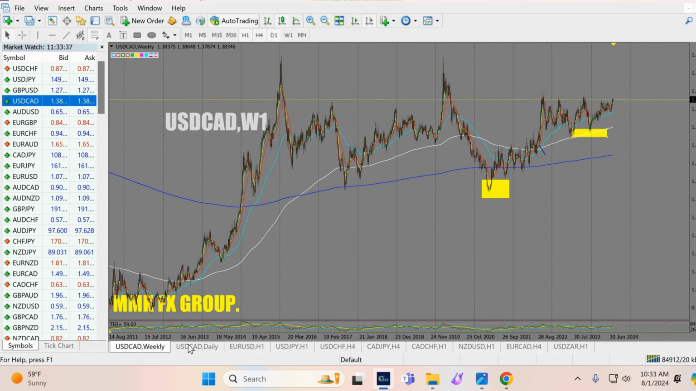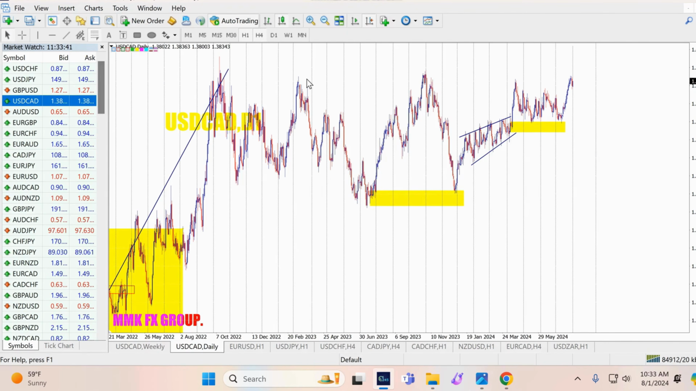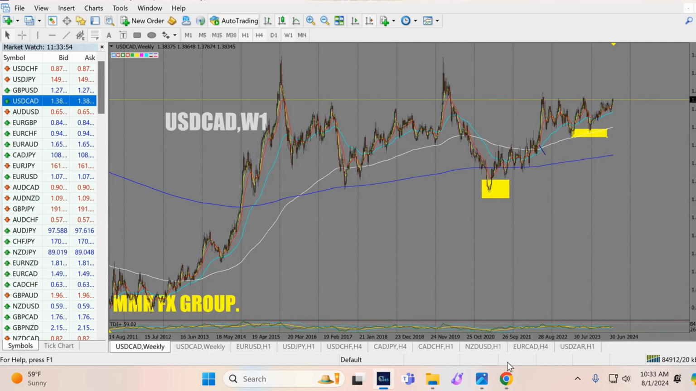It makes it easy for you to count your levels. It makes it easy for you to anticipate your resets with more accuracy, right? So the most important thing is always understanding your structure at all times. So that was another trade that we took.